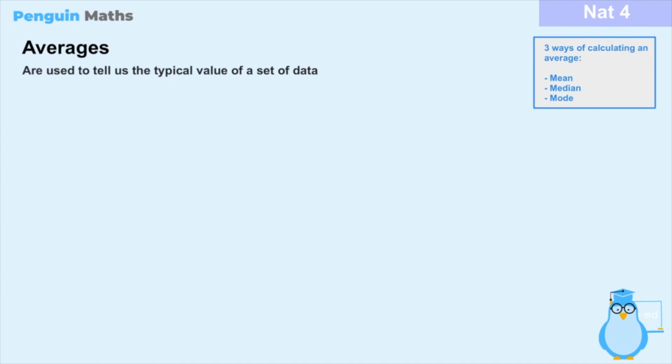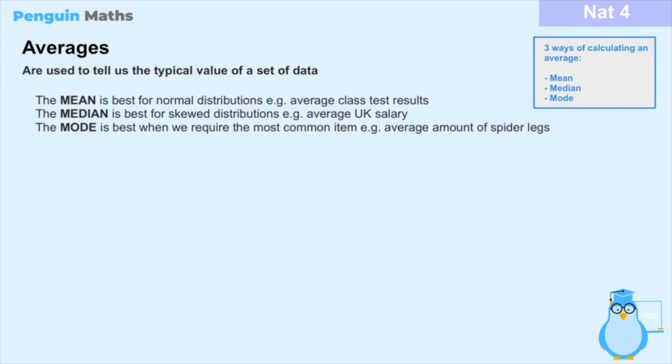So now I'm going to quickly touch on when would be the best time to use the mean, the median and the mode when we're dealing with a specific set of data. Looking first at the mean, the mean is typically best for any normal distribution that we have. An example of a normal distribution would be the average of a class test result.